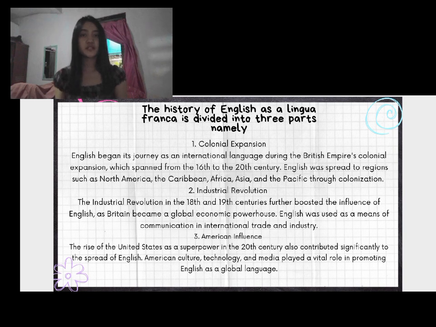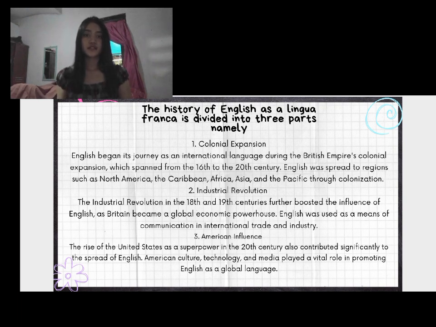And the last one is cultural influence. English language movies, music, literature, and popular culture have had a significant impact on societies around the world, further cementing English's role as a global lingua franca.